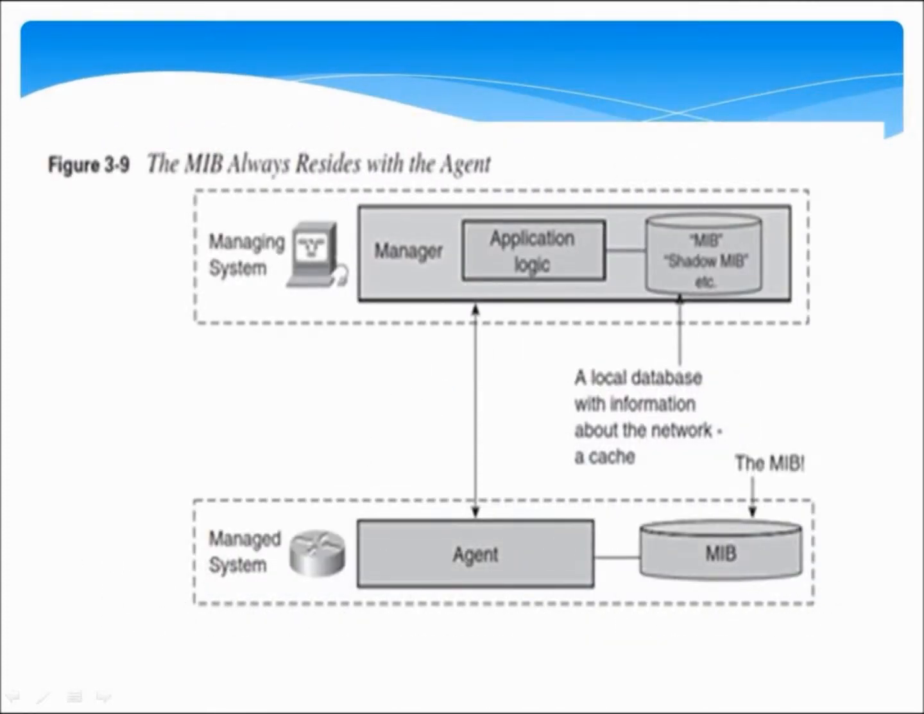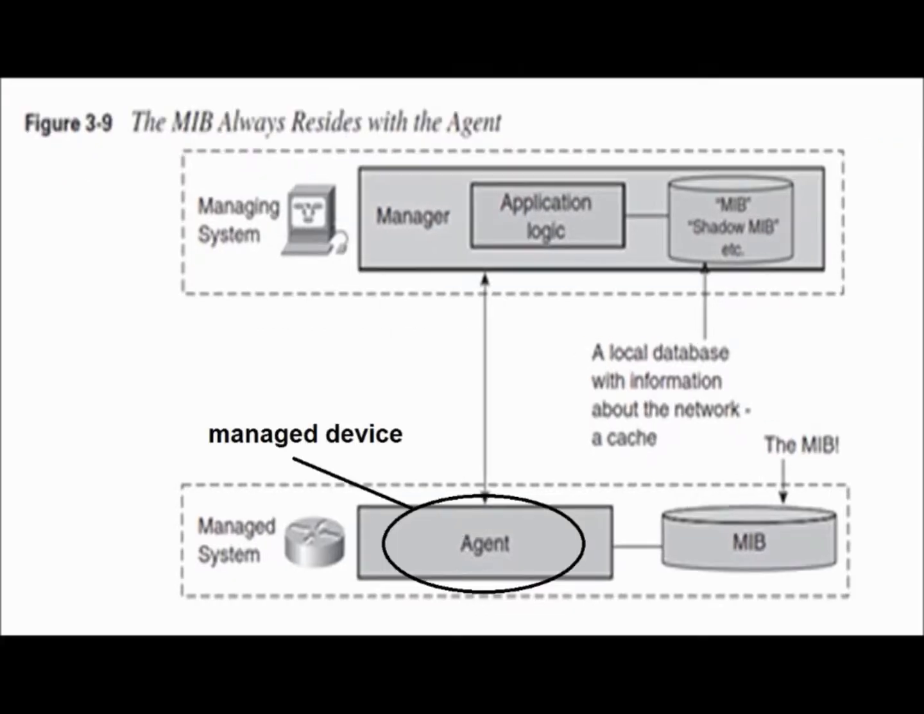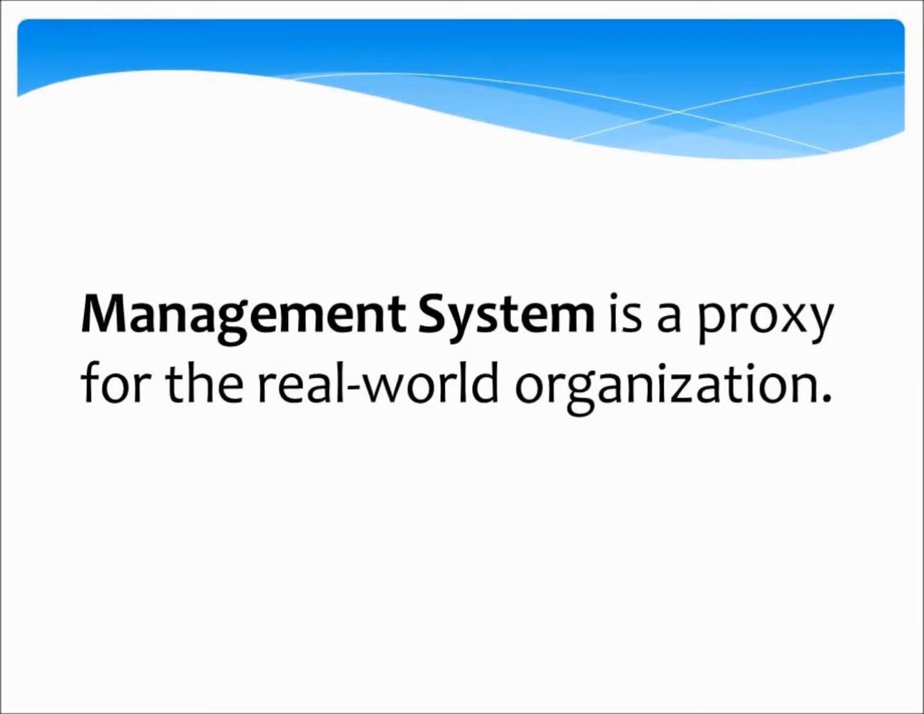In this third figure, there is a shadow MIB on the managing system, but actually, the real MIB resides with the agent. The purpose of an agent is to provide a representation of a real-world entity that is to be managed. The management agent can be considered to be a proxy for the managed device. As far as the management system is concerned, the management agent is the managed device. Similarly, as far as the managed device is concerned, the management system in effect serves as a proxy for the real-world organization that is responsible for managing the network.